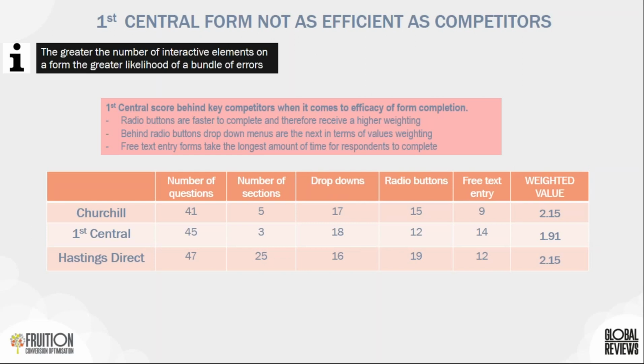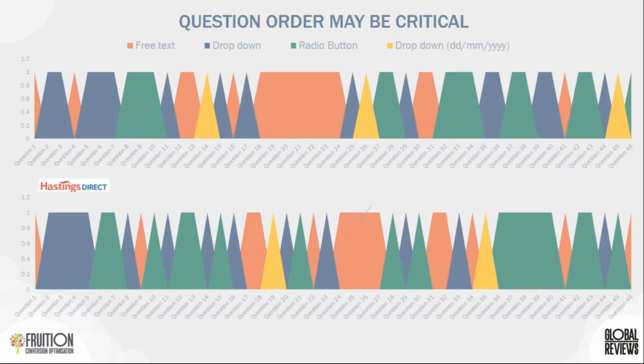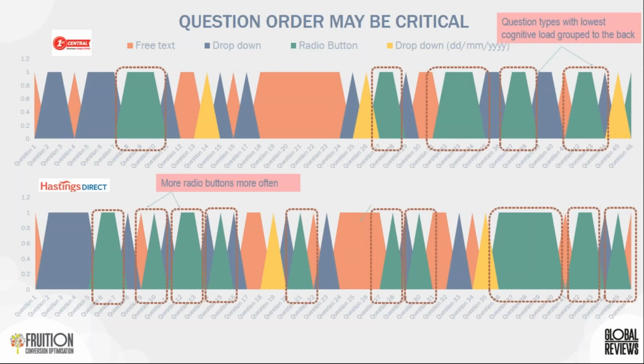There's another thing which is very important, which is order effect. So where are those question types? If we started off a quote tool with loads of free text questions, we're really going to put somebody off. So where we actually put those questions is very, very important. We look at all of the different question types against the actual order within the quote tool, and we can see that there is something interesting going on.